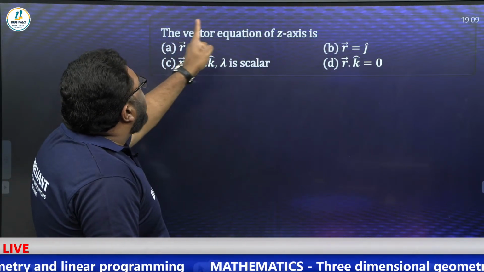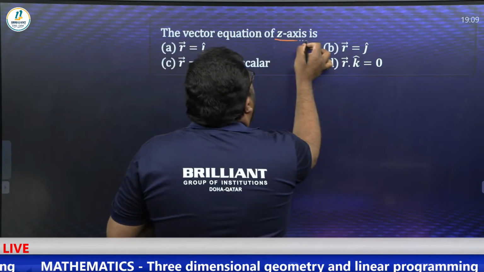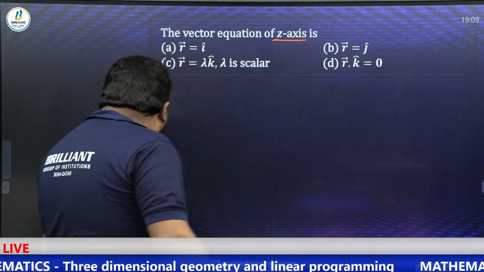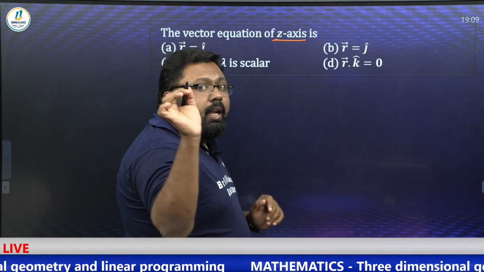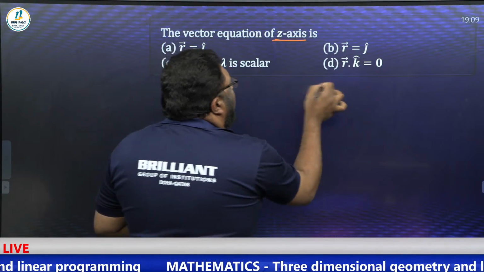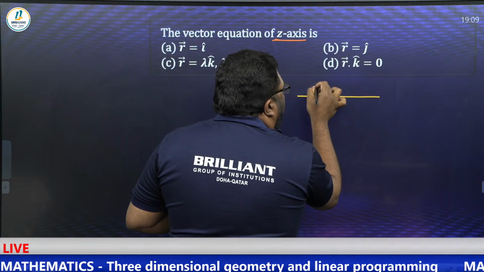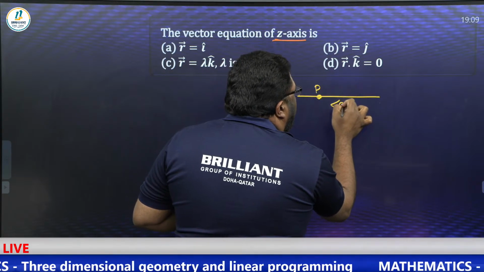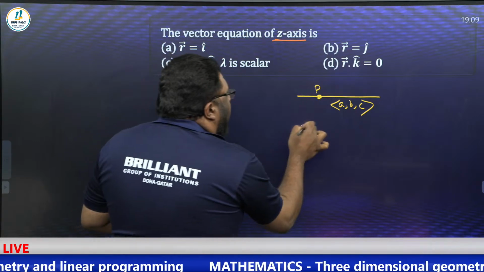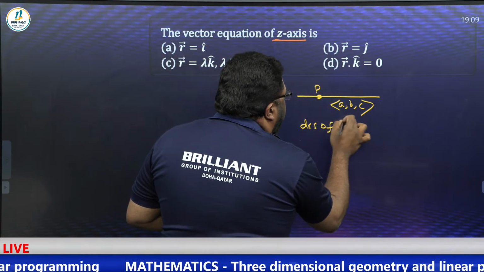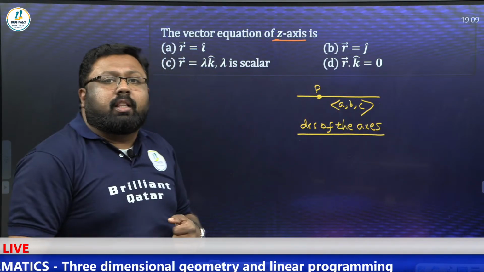Now, the vector equation of z-axis, my dears. I want the vector equation of z-axis. I'm going to write the equation of the line now. Listen very carefully. The idea is, if you want to write the equation of a line, you need a point on the line and you need the direction ratios of the line. I am going to teach you to memorize the direction ratios of all the axes.